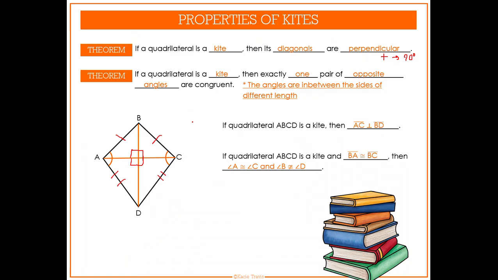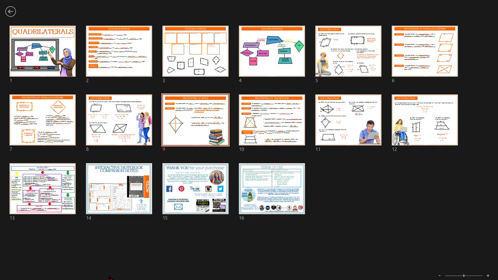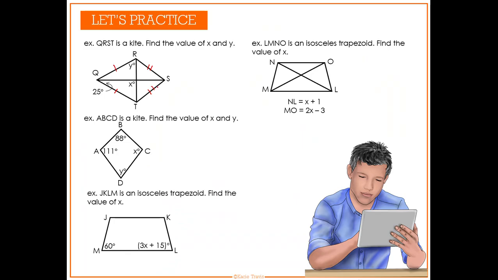Our first theorem for the kite said, if a quadrilateral is a kite, then the diagonals are perpendicular. That means they meet at a right angle. The second thing we have is that if a quadrilateral is a kite, then exactly one pair of opposite angles are congruent. They're in between the two sides. So let's go through and handle some of this math here.